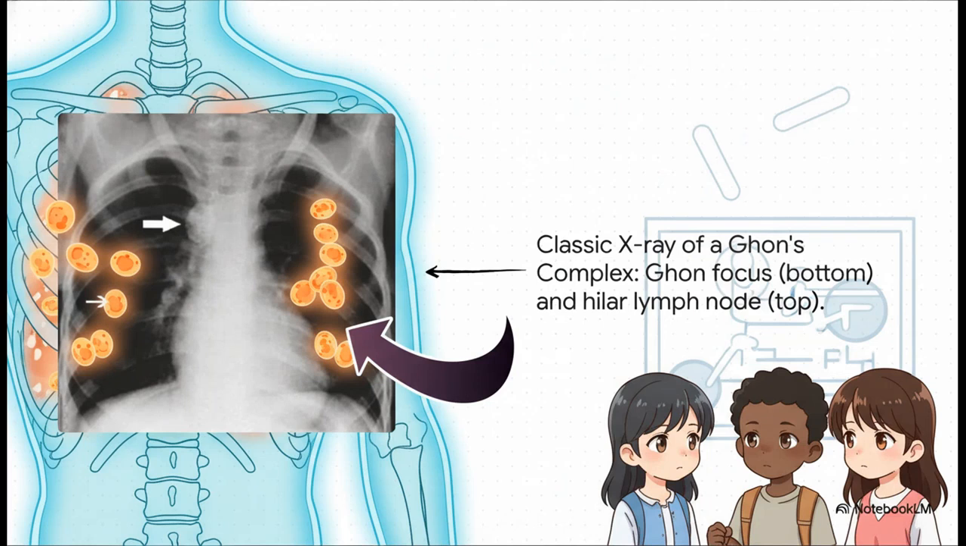And take a look at this. This is the classic picture. This chest X-ray shows it perfectly. See the bottom arrow? That's pointing to the Gon focus out in the periphery of the lung. And the top arrow? That's pointing to that huge, swollen hilar lymph node. When you see both of those, you are looking at the radiological signature of a primary complex.